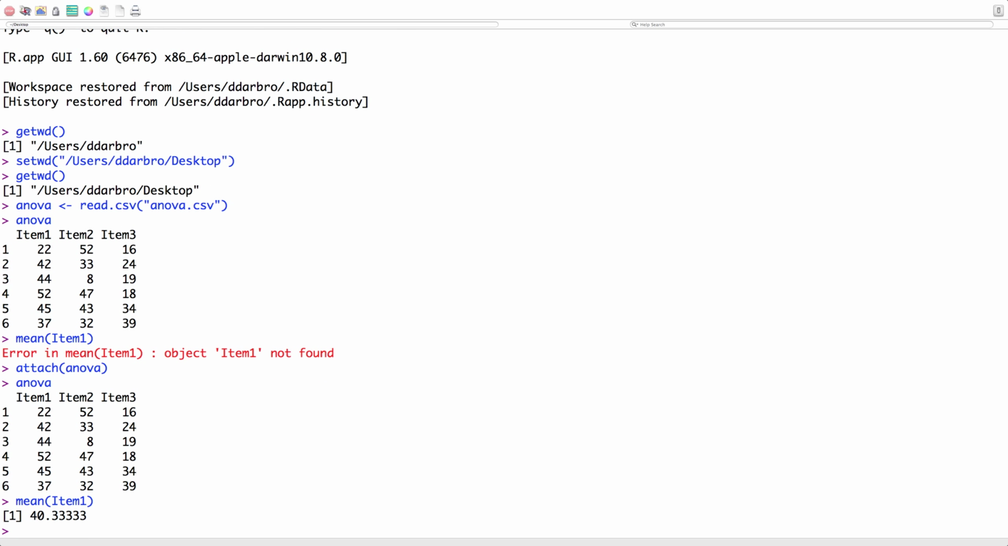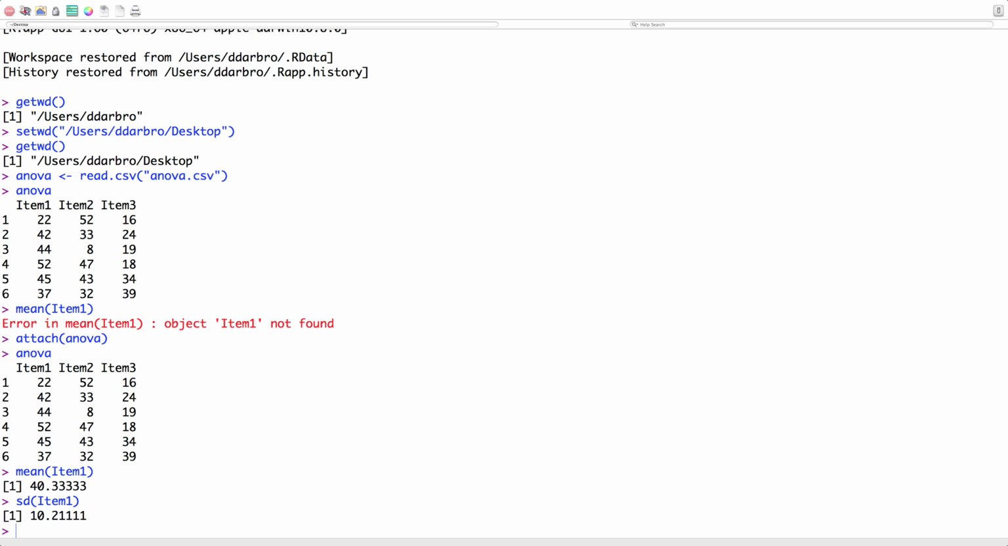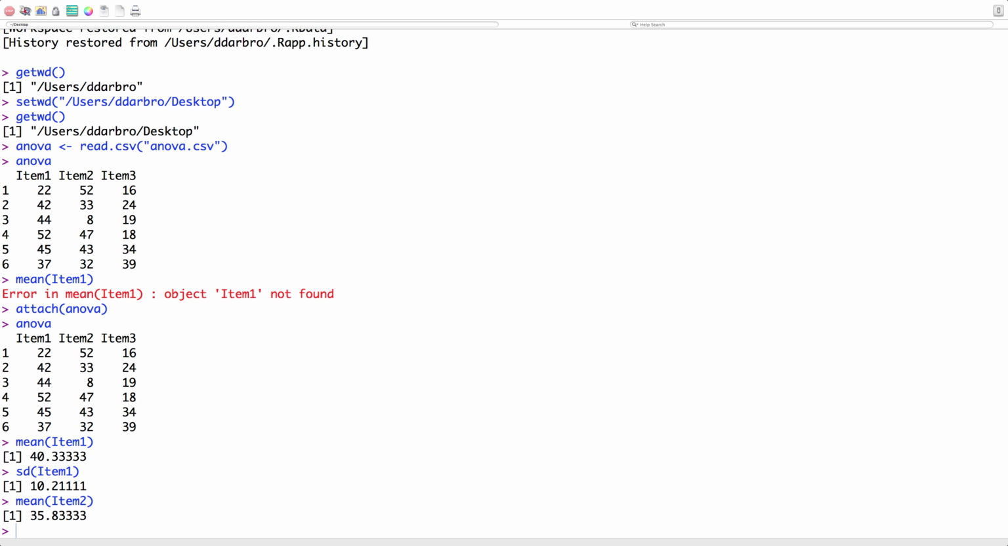Guys, I'm going to write this stuff down. So 40.33. Standard deviation, item 1, 10.21. Item number 2, 35.83. Standard deviation.